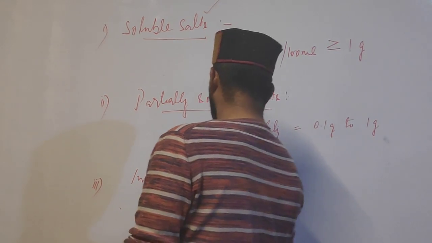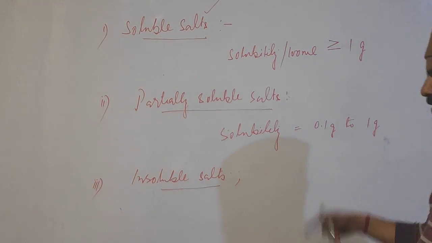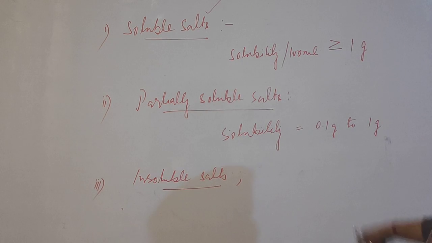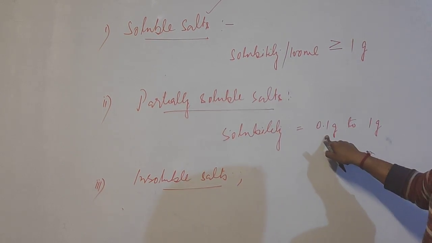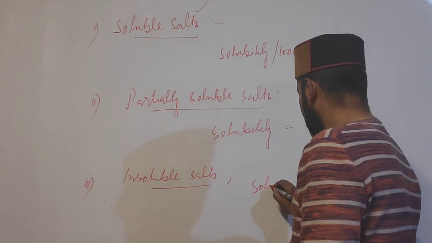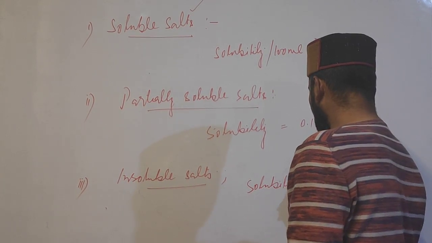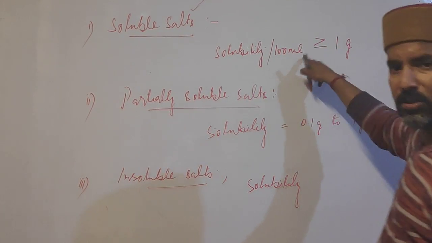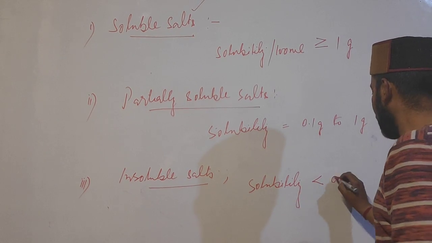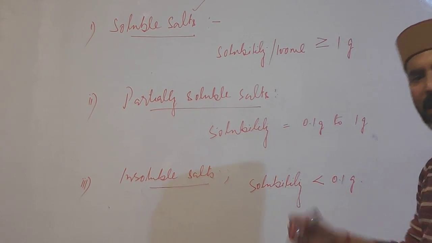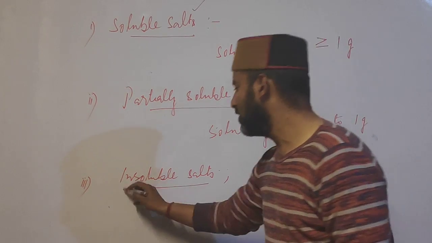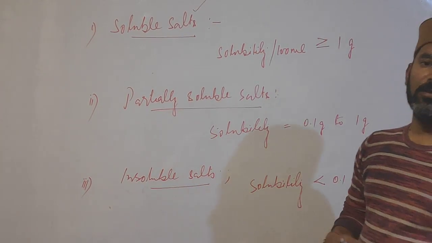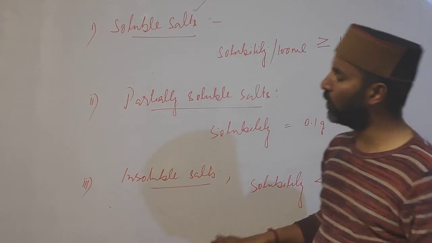Now students, if solubility of a salt per 100 milliliters of solution is less than 0.1 gram, means a negligible amount dissolves, we say the salt is insoluble. So students, this was our third property.